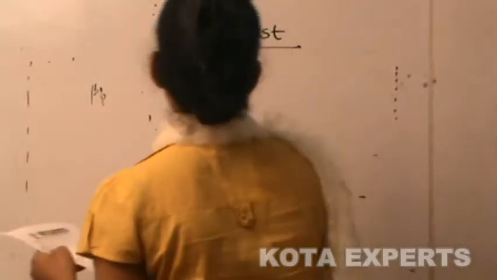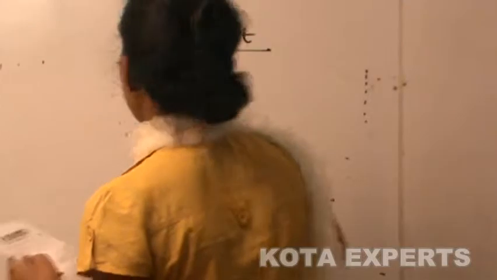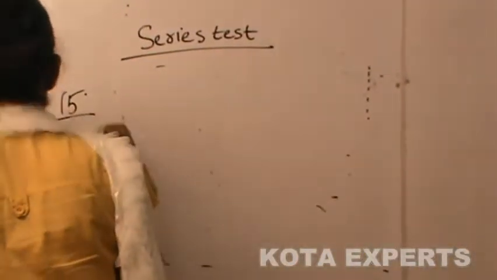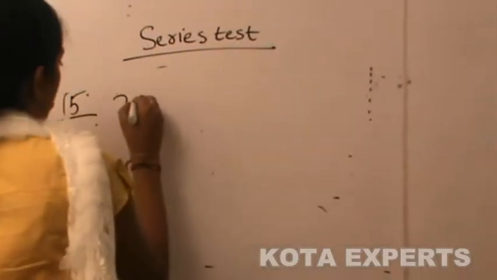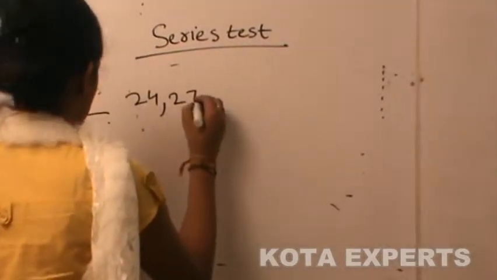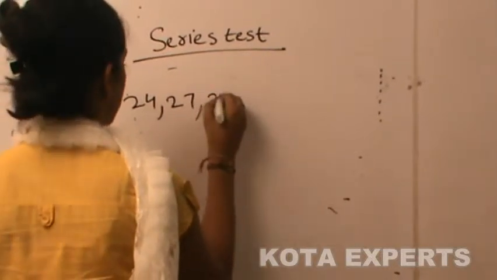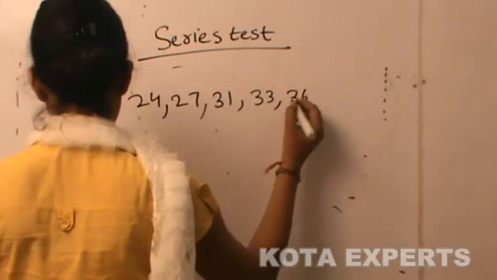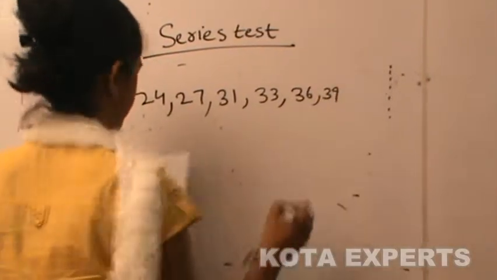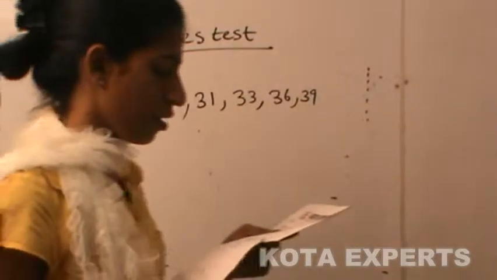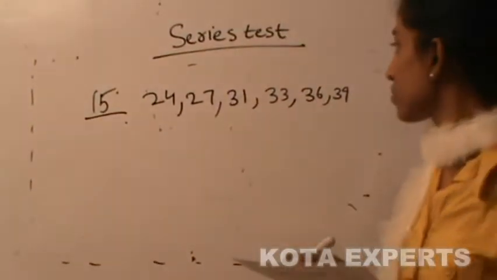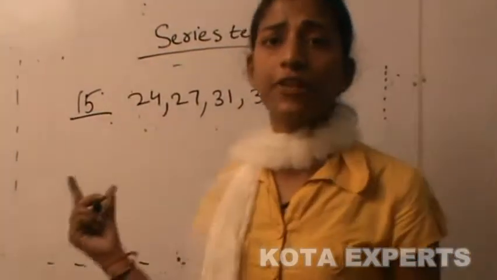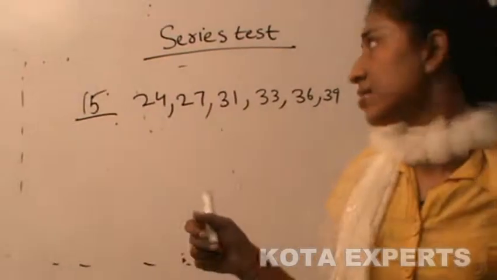Next, try the last question of this DPP. 24, 27, 31, 33, 36, 39. Try this question. Question number 15 of your DPP.